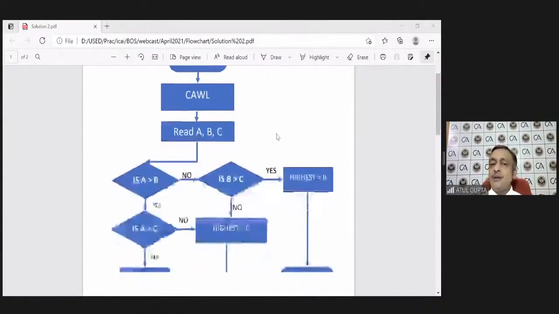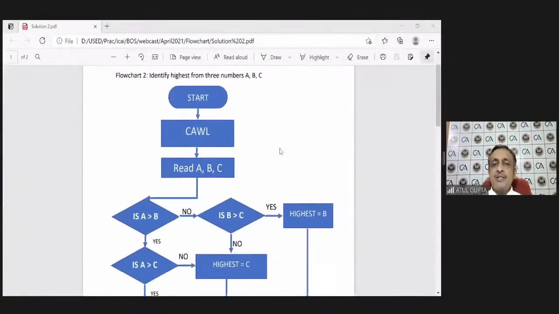Again, clear all working locations, read the three numbers. Again, the same concept, because nothing is given, so we are reading it from stored values. You can replace read with input. Suppose the question was identify the highest from the three numbers input by the user, then your command read would have become input.